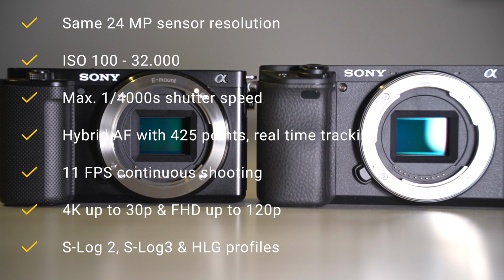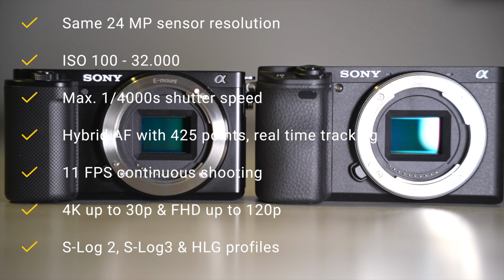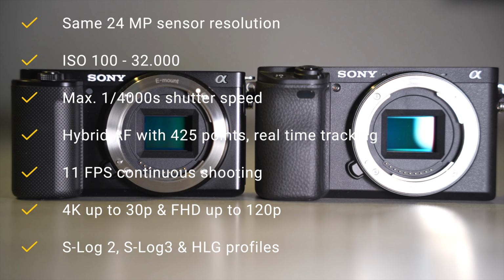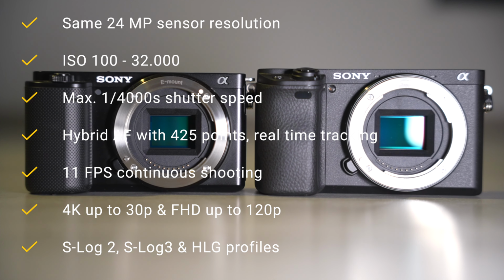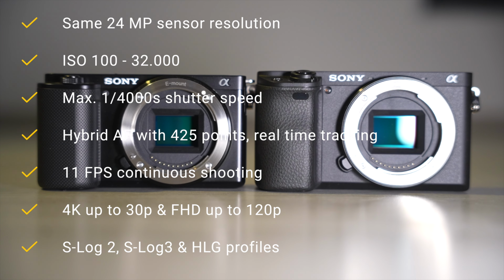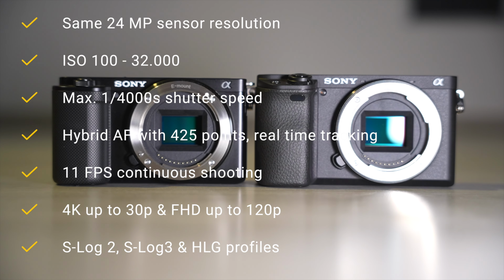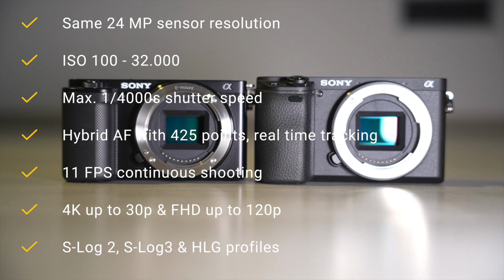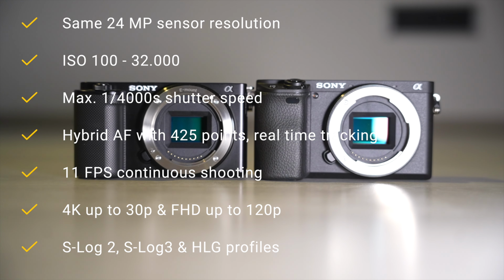Both cameras share the same 24 megapixel sensor. They have an ISO from 100 to 33,000, up to 51,200 for the ZV E10 and 102,400 for the A6400 with an extended range. They have a max shutter speed of 1/4,000 seconds. They have a hybrid autofocus with 425 points, real-time tracking, 11 FPS of continuous shooting, 4K video up to 30p, full HD video up to 120p, and S-Log 2, S-Log 3 and HLG profiles.